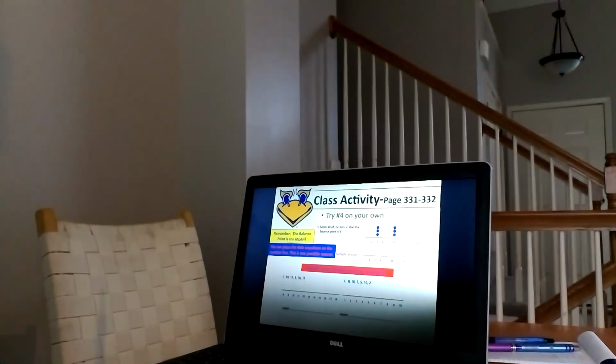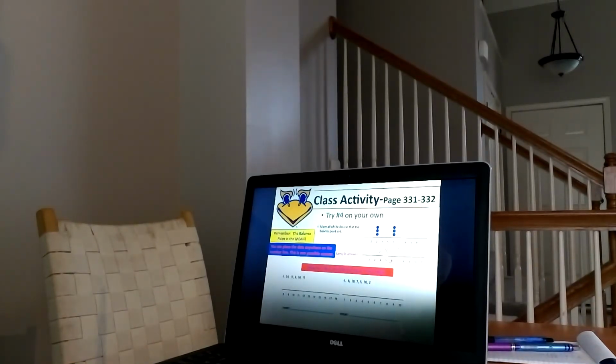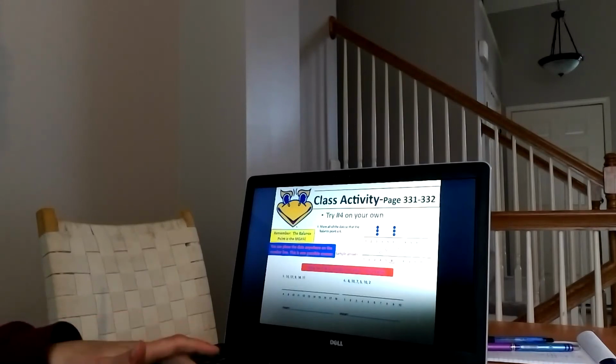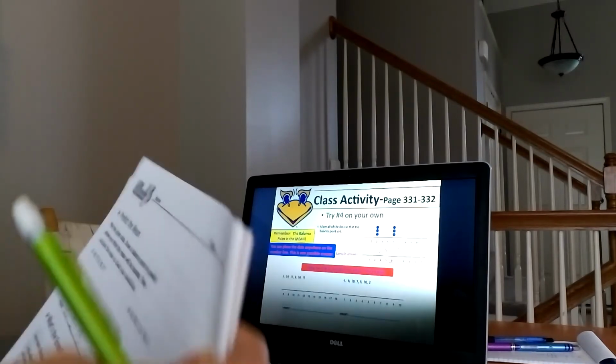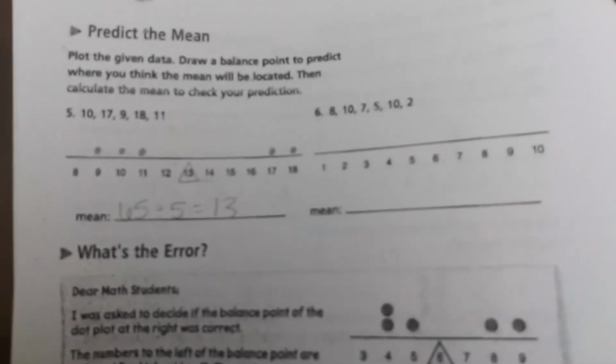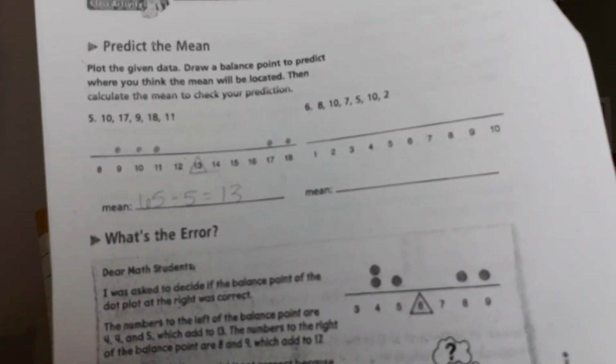Okay. All right, so I'm going to go ahead and add up. And yes, you can use a calculator. I've got 10 plus 17 plus 9 plus 18 plus 11 to get 65. 65 divided by 5, because there are 5 numbers, equals 13. So I know the mean is 13. So I'm going to go ahead and put a triangle around the 13. So I was able to find the mean.